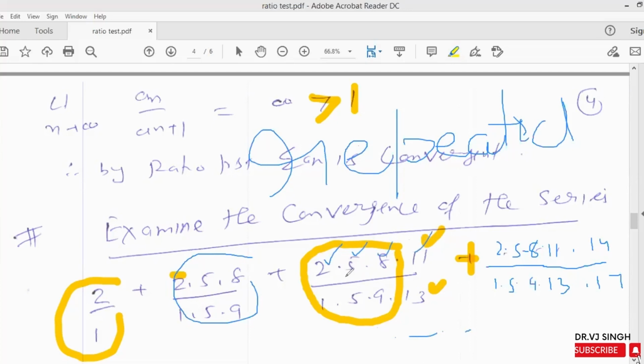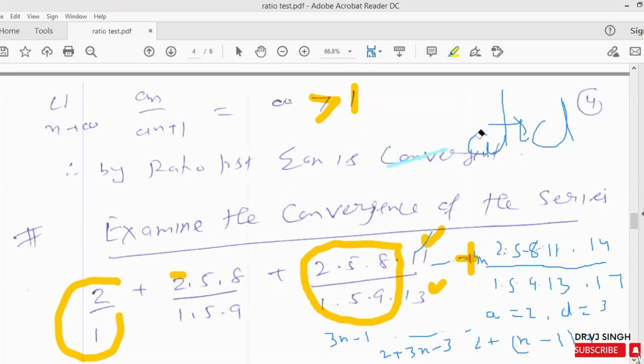कौन सी series है? This is an AP series. So a is 2, and d is 3. So what is the nth term? 2 + (n-1) into 3. When I multiply, this becomes 2 + 3n - 3. So it becomes 3n - 1. So इसके आगे क्या आ जाएगा? ऐसे करके 3n - 1. मैं लिखने लगा हूँ अब इसको.